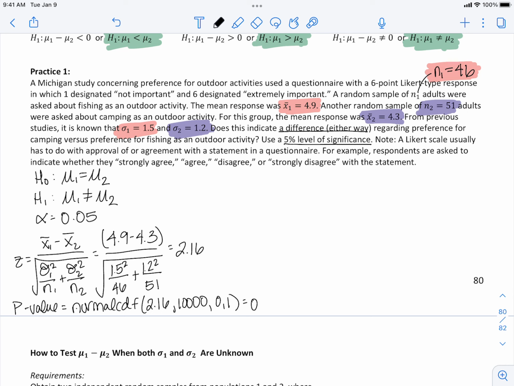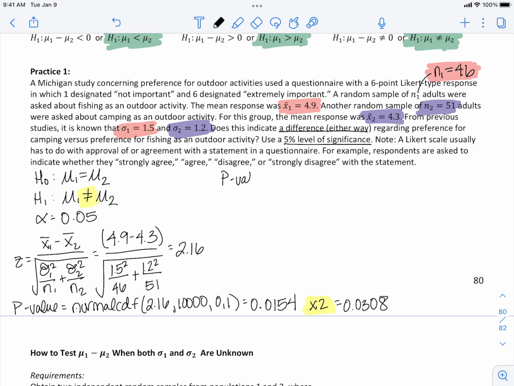And when we plug this in, we get 0.0154. Now, keep in mind, this is a two-tailed test. So because this is not equal to, and it's a two-tailed test, we have to make sure that we multiply by 2. Again, we're multiplying by 2 because it's a two-tailed test, and we're doing this by hand. So once we do that, this is going to give us a p-value of 0.0308.